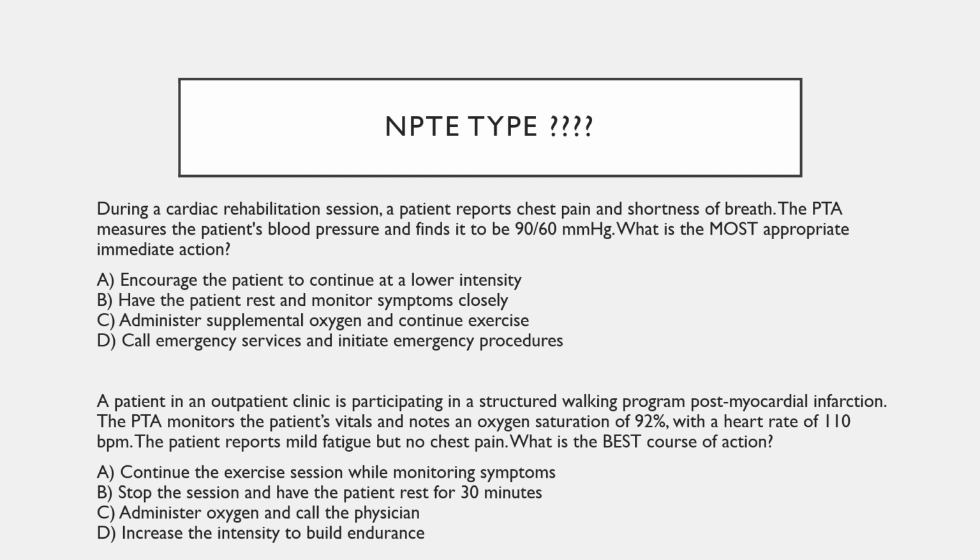The second question is, a patient in an outpatient clinic is participating in a structured walking program post myocardial infarction. The PTA monitors the patient's vitals and notes an oxygen saturation of 92 with a heart rate of 110 beats per minute. The patient reports mild fatigue but no chest pain. What is the best course of action? The answer is A, continue the exercise session while monitoring symptoms.